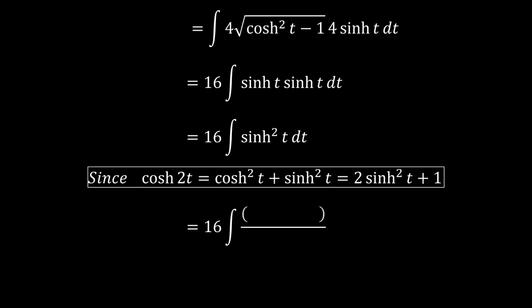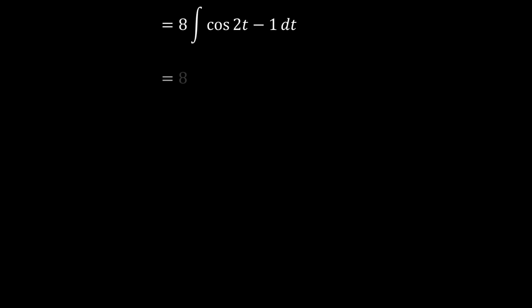Then this sinh squared t can be expressed as cosh 2t minus 1 over 2. That's what we're going to do. So we have 16 over cosh 2t minus 1 all over 2. And so that reduces to 8 integral of cosh 2t minus 1. And so we can go ahead and integrate that.